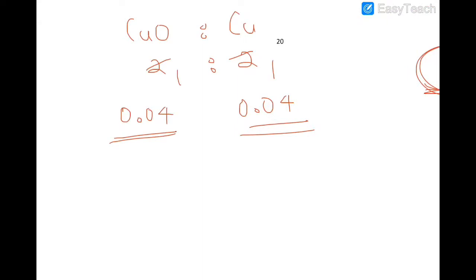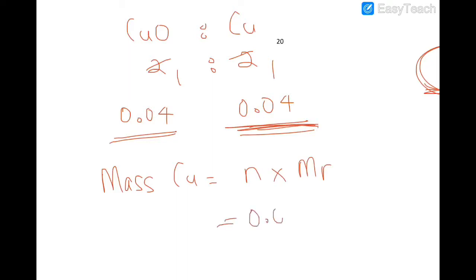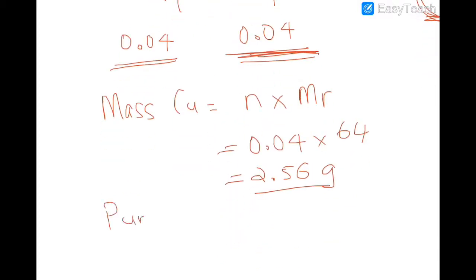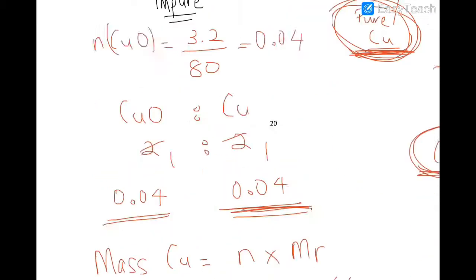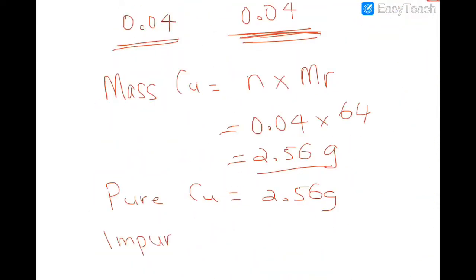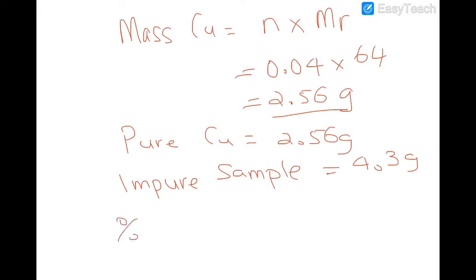So this represents what mass of copper? So mass of copper would be number of moles times Mr. Because this is pure, we can use number of moles times Mr. And this gives me 2.56 grams, which means that pure copper is 2.56 grams and the impure sample is 4.3 grams. So the impure sample is 4.3 grams. Therefore, the percentage purity is calculated by the mass of the pure sample divided by the mass of the total sample, which is impure, times 100.